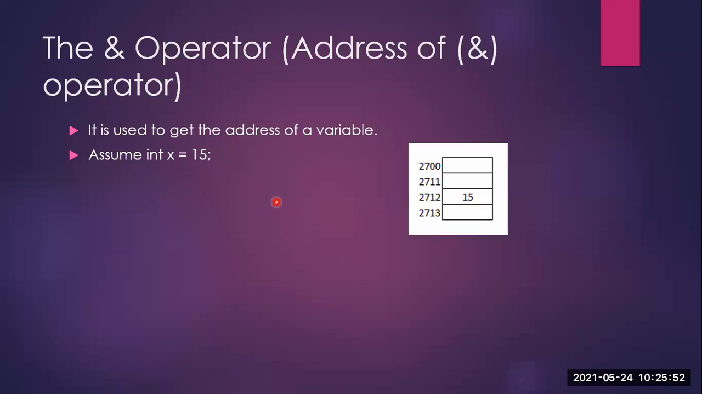Now let us understand. We have seen in the pictorial form that I have placed 15 here at a particular address 2712. But how do you write it? If you have to program, if you have to type it, how will you type it? Here see how it is written: &x. You write the ampersand before the variable name, and &x is called the address of x. So address of x gives us the address of the variable x, which is 2712.